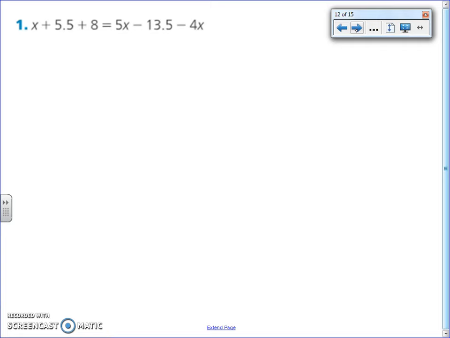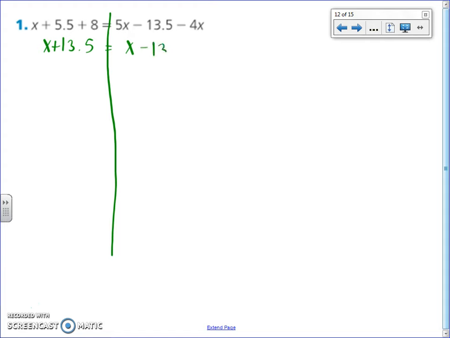So for this first one, I'm going to start by combining like terms. On this side, I can combine these two numbers together, so I would get 13.5. And on this side, 5x minus 4x gives me 1x, or just x, minus 13.5. Oops. I said 13.5 and I wrote 13.15. 13.5.